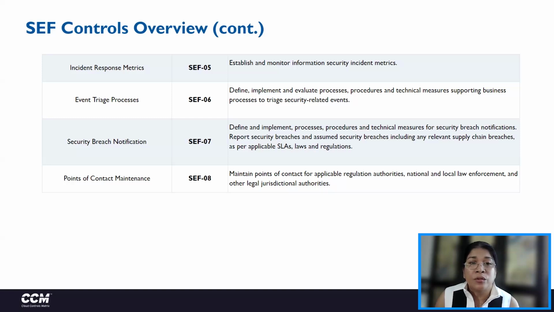And the last control is SCF-08, points of contact maintenance. Both CSPs and CSCs are responsible for maintaining and documenting the points of contact for applicable regulation authorities, national and local law enforcement, and other legal jurisdictional authorities.